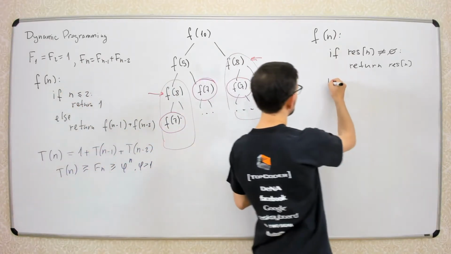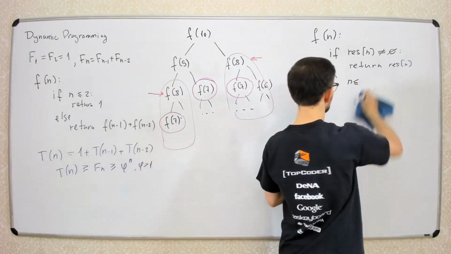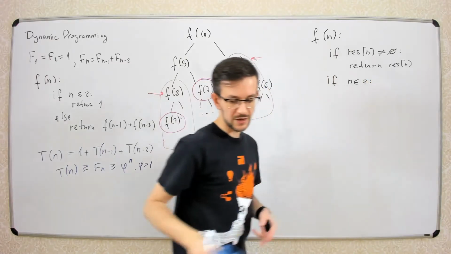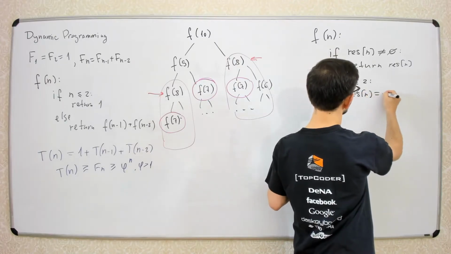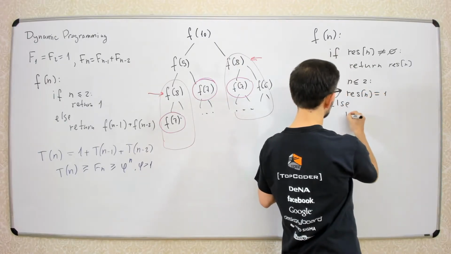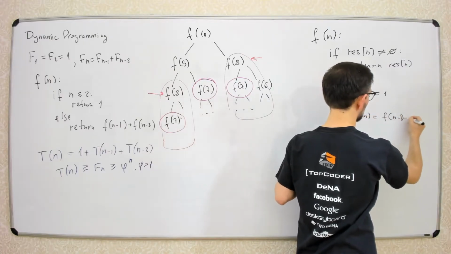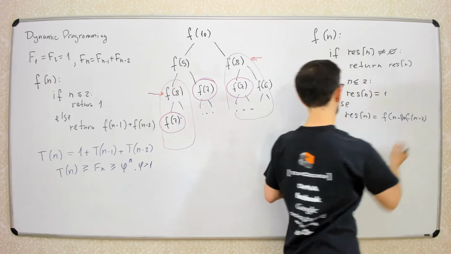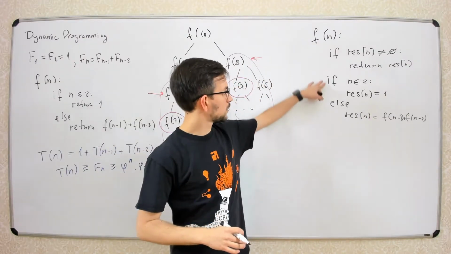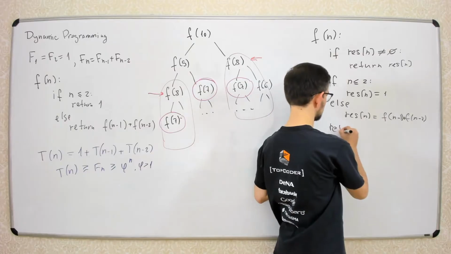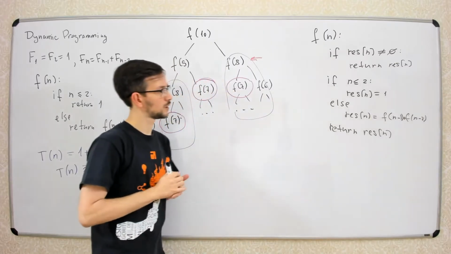So we see if n is less or equal to 2, then the Fibonacci number is 1. Otherwise, it will be the sum of f of n minus 1 plus f of n minus 2. Again, it's the same as here. Just use the same code from this function. And in the end, just return this result. Nice.